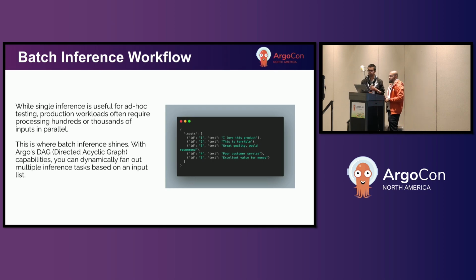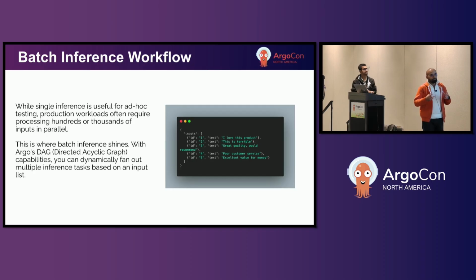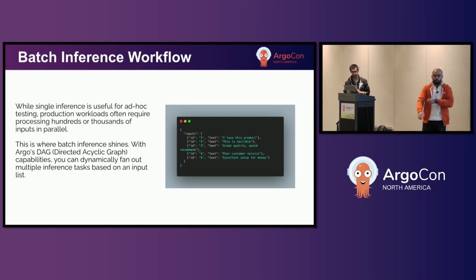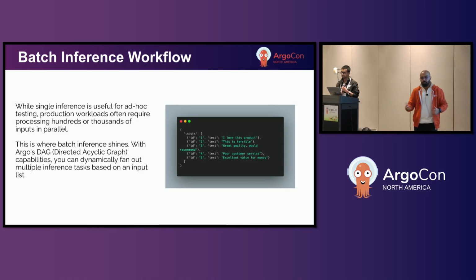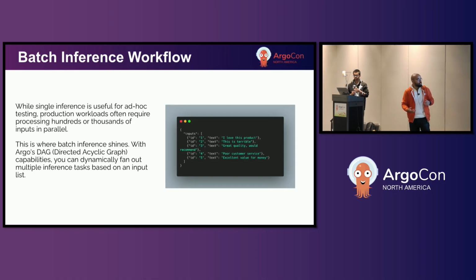Coming back to the batch inference workflow. Till now, we have shown you single inferences. Single inferences might be good for smaller personal projects, smaller workloads, but in a production use case, we are always going to use something like a batch inference workflow. And this is where the DAGs, or directed acyclic graphs, are going to come up.